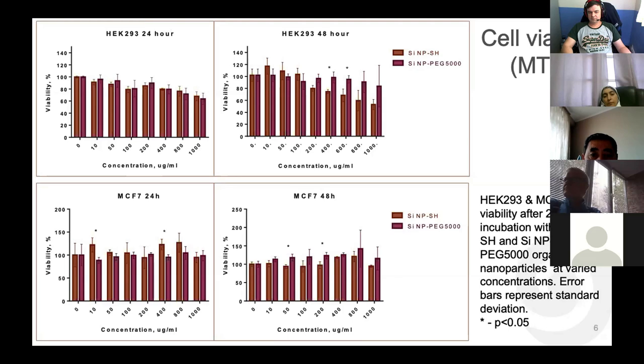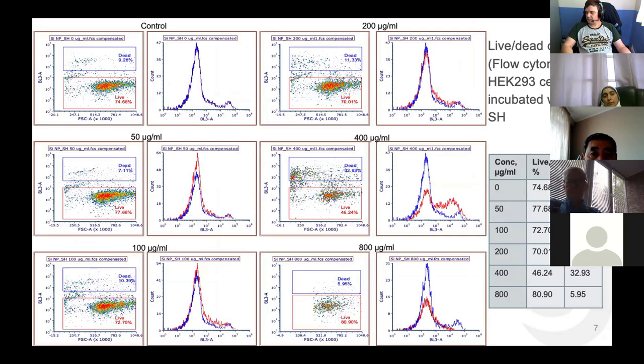So the next step is also other tests for the in vitro cytotoxicity using the propidium iodide exclusion method via flow cytometer. So here we evaluated the toxicity on HEK293 cell lines and also used different concentrations of nanoparticles. So on this graph, let me tell you about the propidium iodide dye. Propidium iodide is a dye that stains nuclei of dying or dead cells.